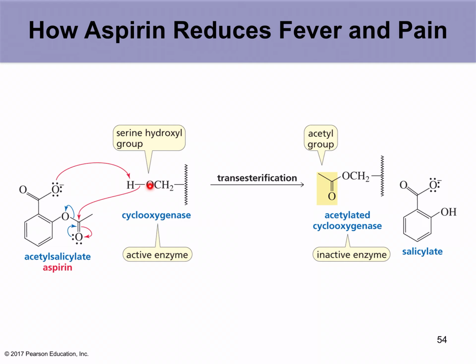Now what happened? The hydroxyl group is now acylated. Okay, so now this group is no longer there. The hydrogen is no longer there. Now the transesterification has taken place. Now you have an acetylated cyclooxygenase, which is going to be an inactive enzyme. Okay, so that is how aspirin works to get rid of the pain and inflammation. So you can see how the transesterification works in nature to help you out with aspirin.